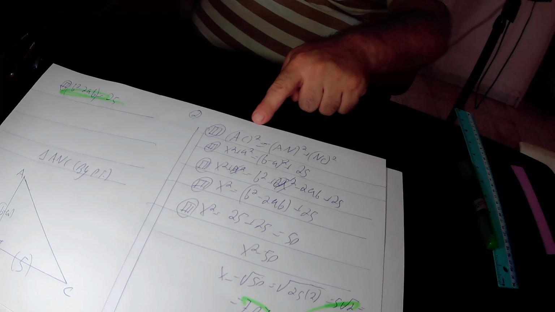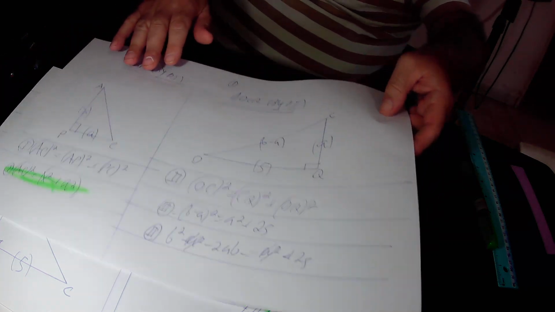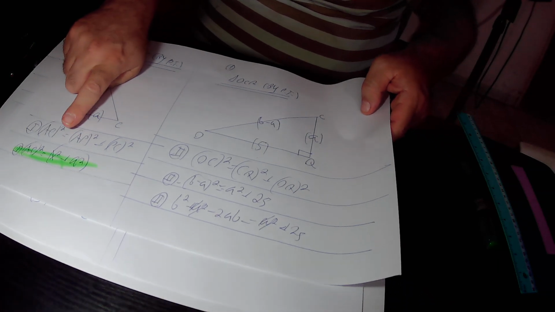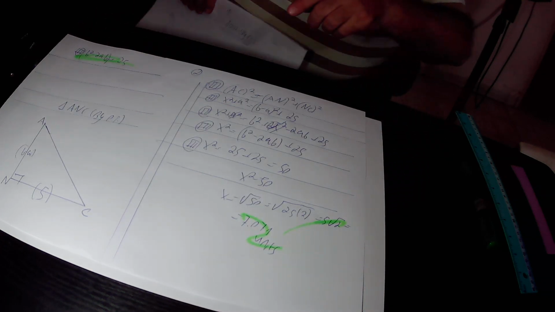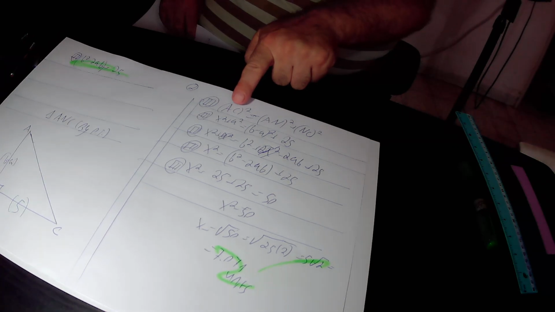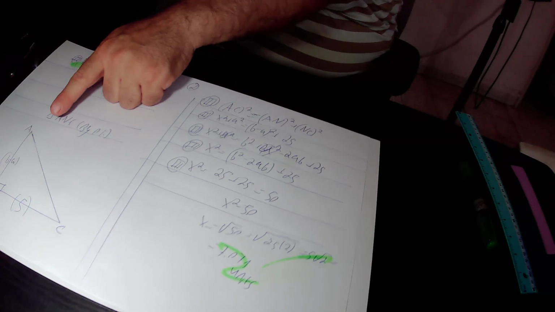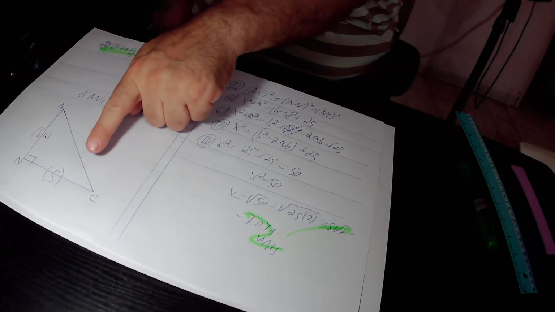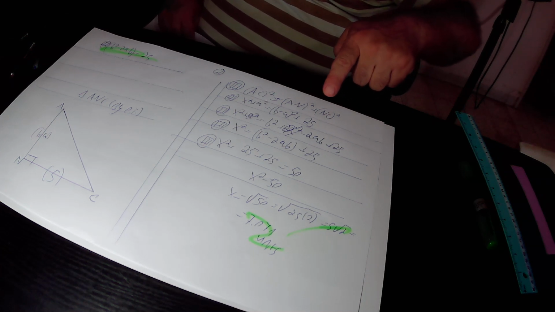According to equation 1, we found out that AC squared equals X squared plus A squared. Therefore we substitute AC squared here by X squared plus A squared, and it equals AN squared. AN is B minus A, therefore AN squared is B minus A squared, plus NC squared. NC is 5, therefore NC squared is 5 squared, that is 25.